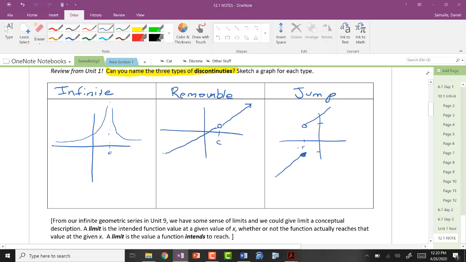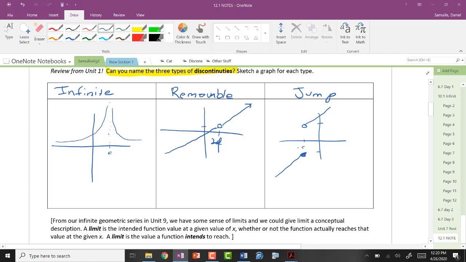So in this case, I'm just going to change this to a number. Say that's a 4. As I'm approaching that 4 from the left and from the right, from the left side as we're approaching 4, the Y values are headed to 1. From the right side as we're approaching 4, the Y values are headed to 1. So the limit is 1.